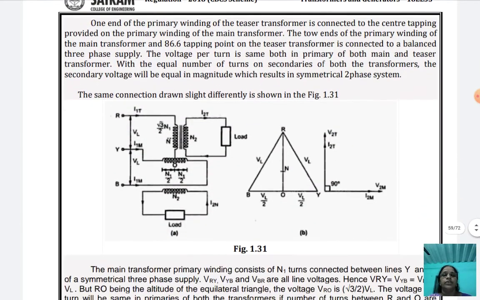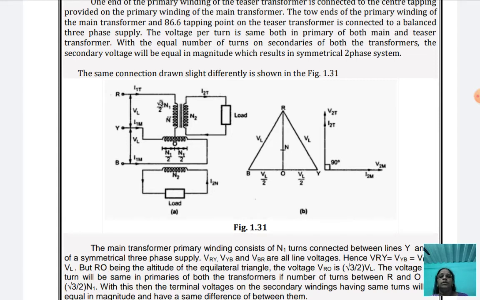Now we can go to the vector diagram. Here you see RYB, that is VL. In figure 1.31, I1T, I1M, I2T and I2M are shown. In this case, the primary is three-phase but the secondary has two single-phase loads. I2M means secondary current of the main transformer. I2T means secondary current of the T-set transformer. I1T means primary current of the T-set transformer. I1M is the primary current of the main transformer only.